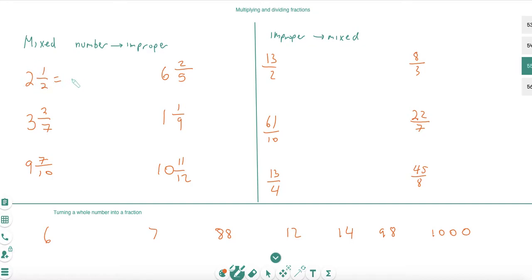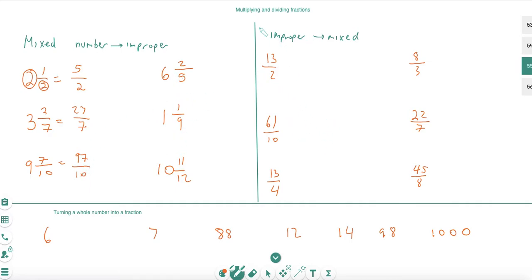All you're going to do is this. Your denominator stays the same. To get your numerator, you're going to multiply your denominator by the whole number. 2 times 2 is 4, plus 1 is 5. Same thing here. 7 times 3 is 21, plus 2 is 23. 10 times 9 is 90, plus 7 is 97. Denominator stays the same. You can do these ones.